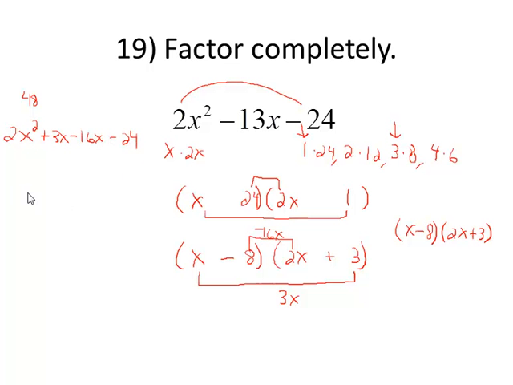and then I can factor by grouping. First pair has a common factor of x. Second group has a common factor of negative 8. And I can pull out the common 2x plus 3 times x minus 8. Same result, different direction.